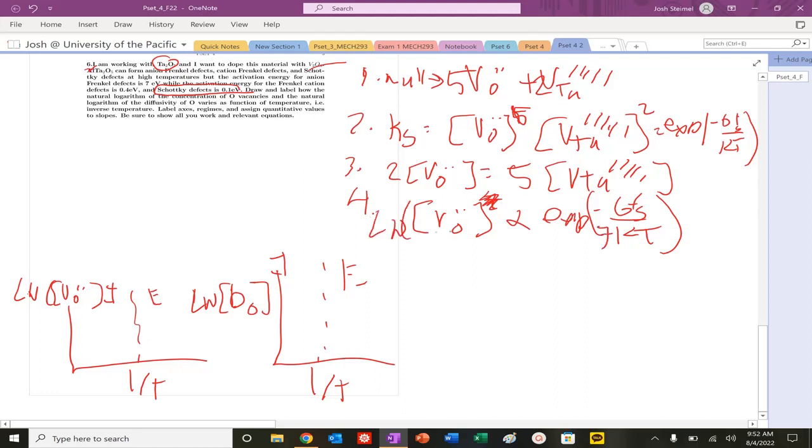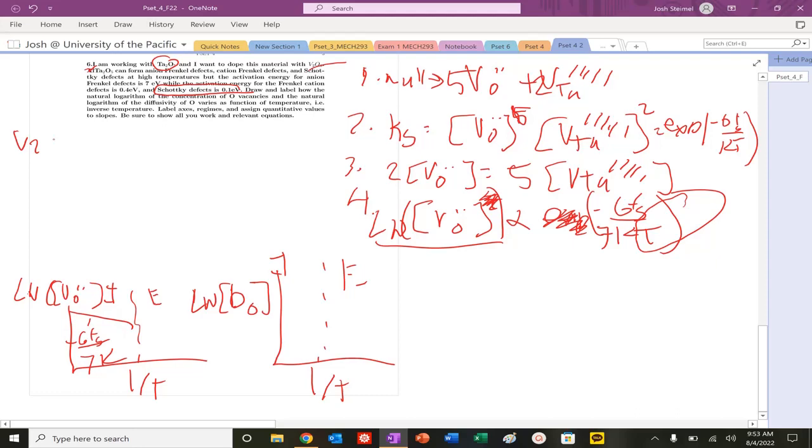I'm going to do my natural log here. I'm going to get rid of this. This is my y. This is my x. So in the intrinsic, my slope was just going to be minus G formation of Schottky over 7k. Excellent. Extrinsic reaction. I'm doping it with V2O3.